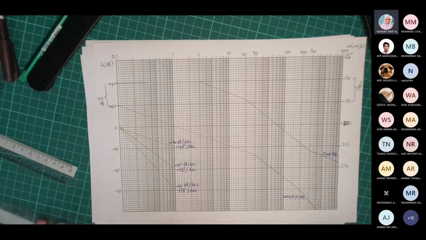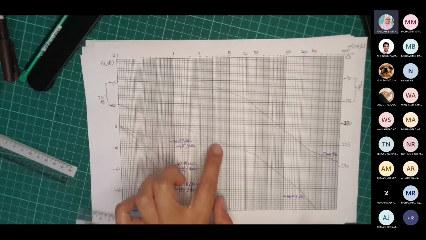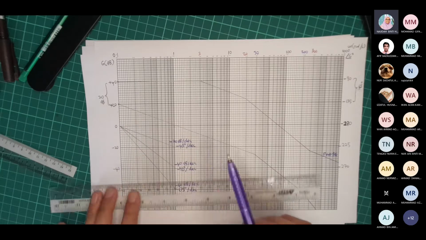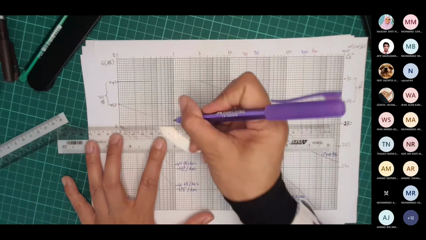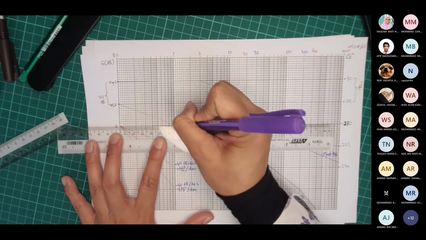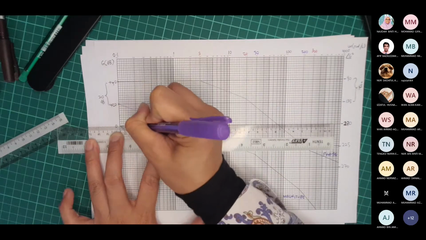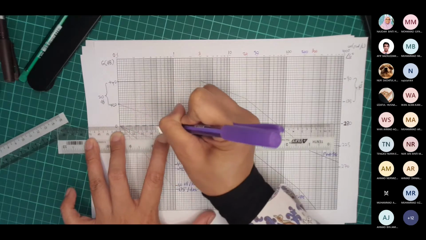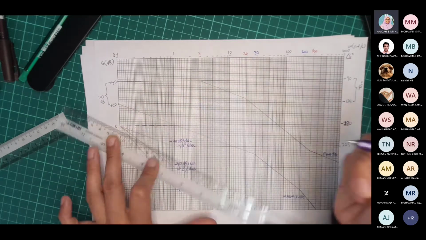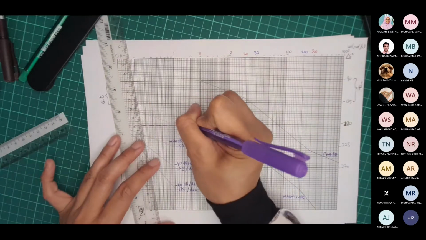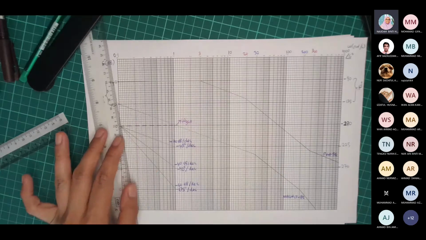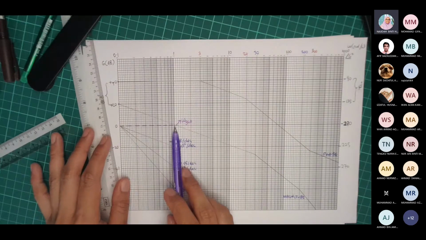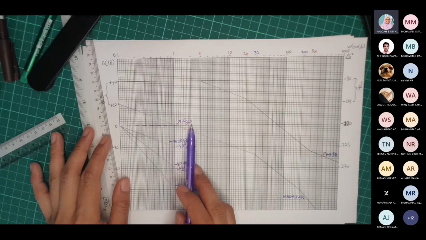I want to use colored pen. So this is my magnitude plot at 0 dB. This is 0 dB. This is my omega GCO. At 0 dB of the magnitude plot, this is my frequency, which is called gain crossover frequency.